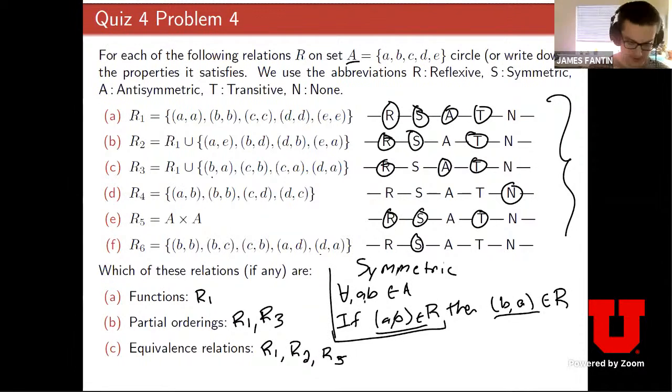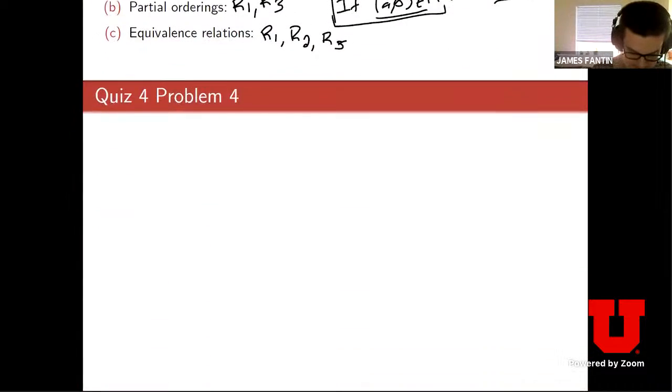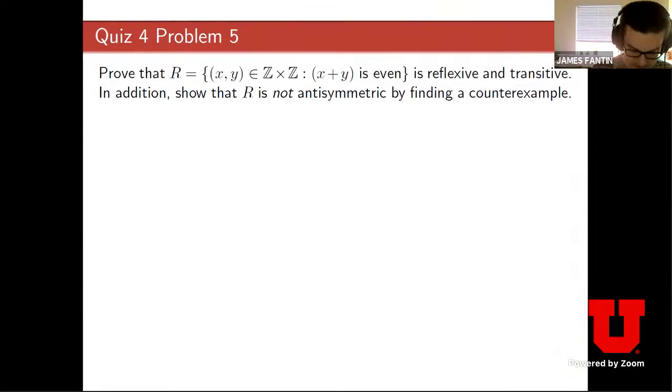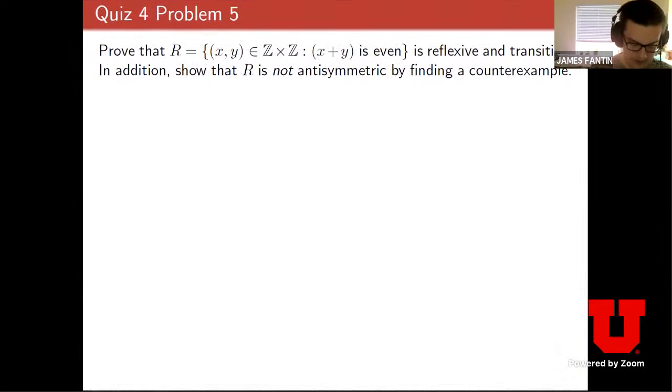So are there any questions about this second part? Okay, awesome. Let's go to the next problem. So this was problem 5 on the quiz. So we were given this relation, and then we're supposed to prove that this is reflexive and transitive, and then show that this is not antisymmetric. So let's do reflexivity first.